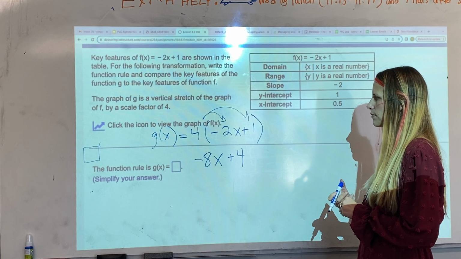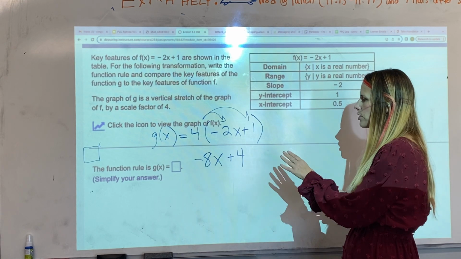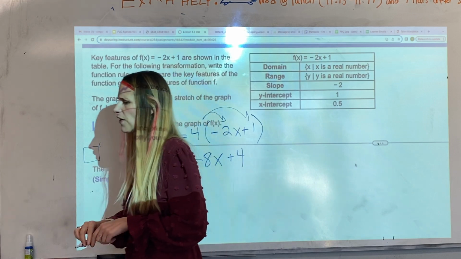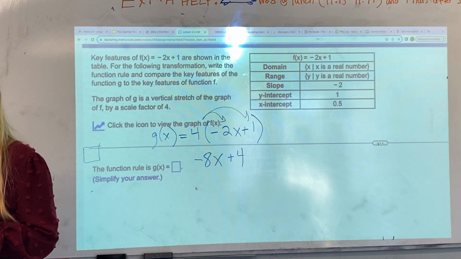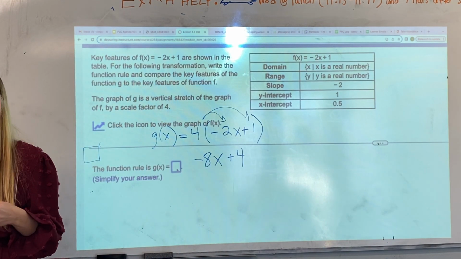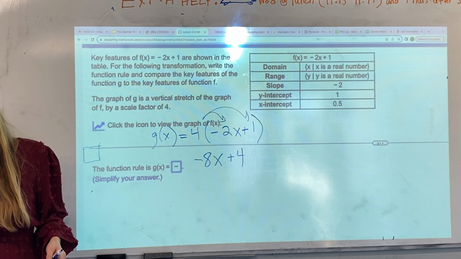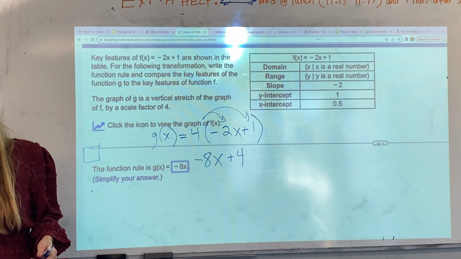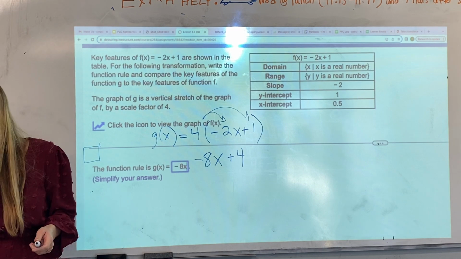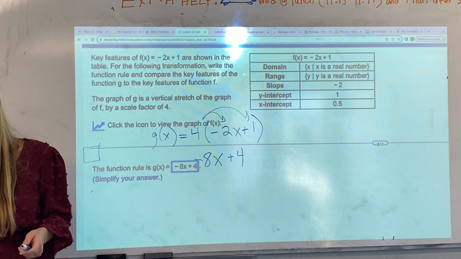Oh, so now we can distribute. Yeah, we can distribute. It's funny because when they give it to you, they don't distribute because they want you to see what's happening, but when you're actually writing it, they want you to simplify. So this would be negative 8x plus 4.